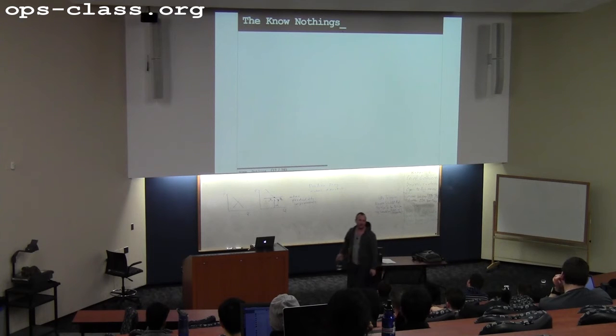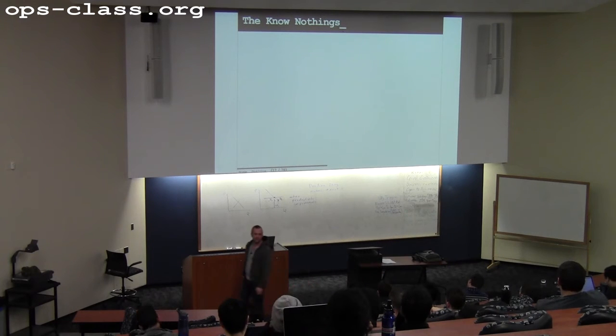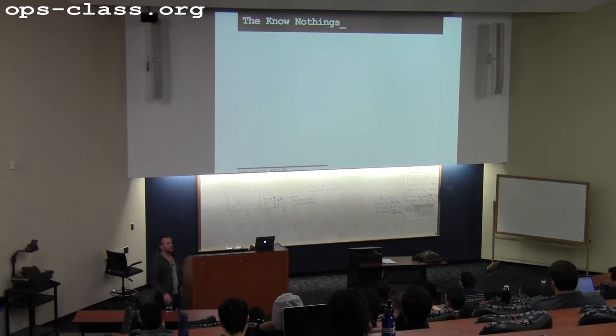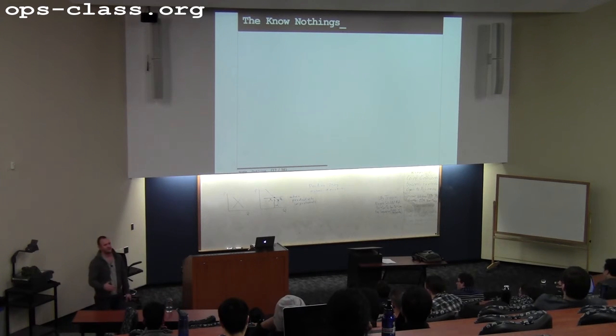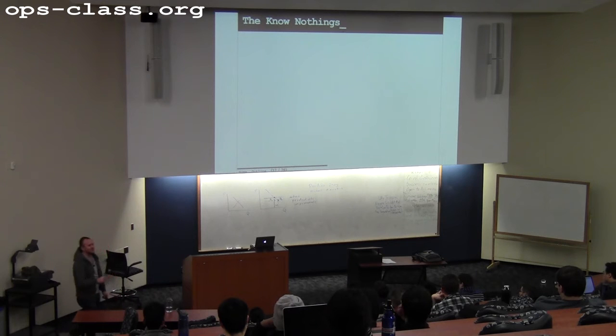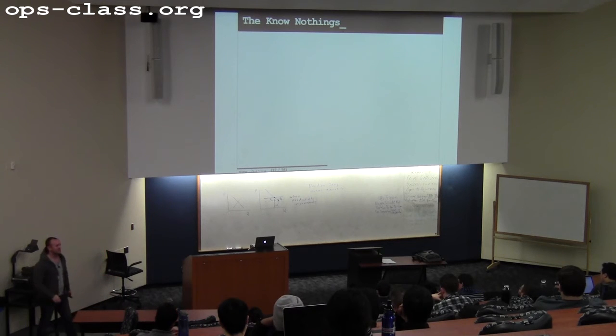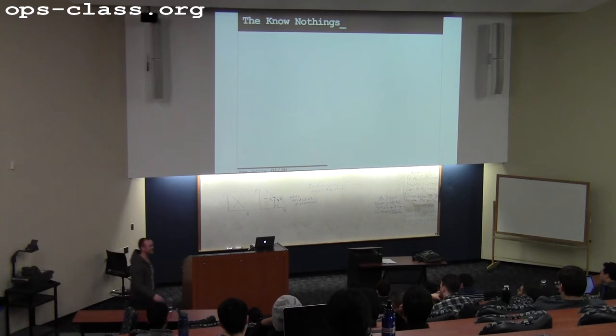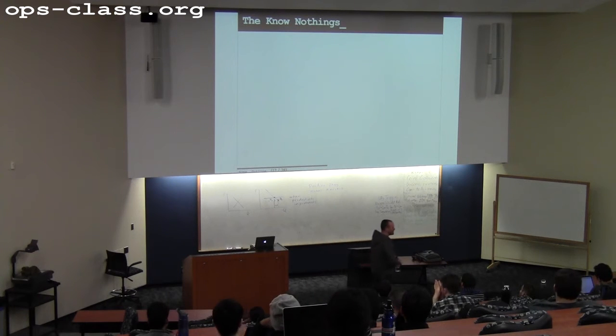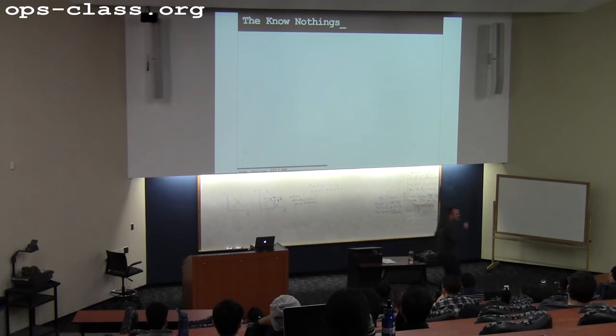But first let's talk about some schedulers that know nothing. All these schedulers take as inputs is the list of threads to run. So what is probably the simplest scheduling algorithm? First in, first out? No. Random. Why is random simpler than first in, first out? What does first in, first out have to maintain? A queue. Random does not. So FIFO is pretty simple too, but random is a little bit simpler.